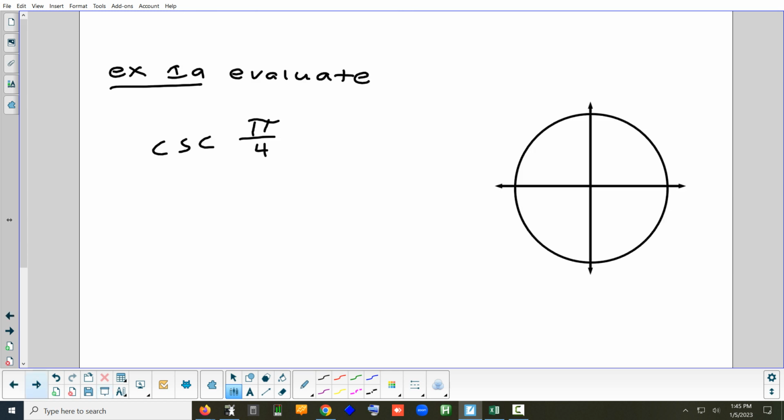Okay. Let's try this one. Cosecant pi over 4. Again, I think most people are going to find it easier if you change to degrees. So what is pi over 4 in degrees? 45. It's 45, so this is really a problem we did yesterday. Let's decide where that's going to be. It's definitely in the first quadrant, but is it closer to the y-axis, x-axis, or right in the middle? It's right in the middle.